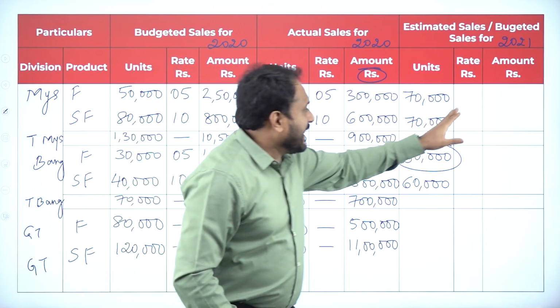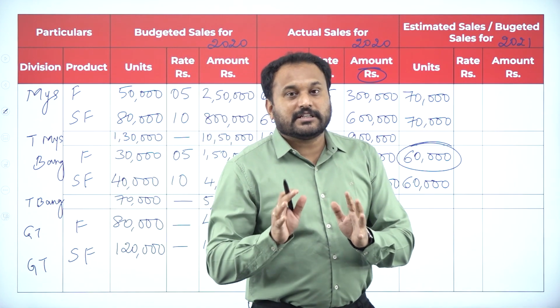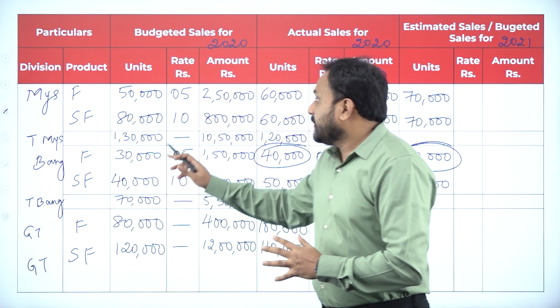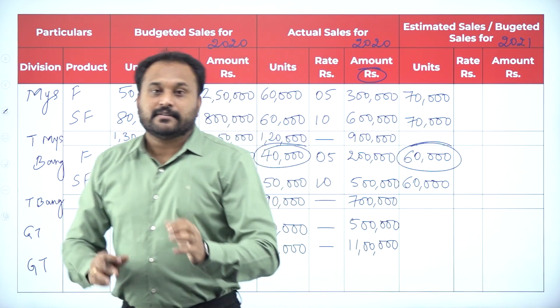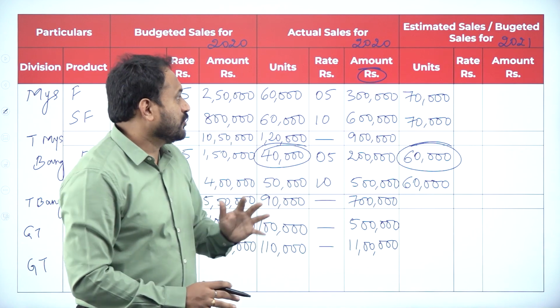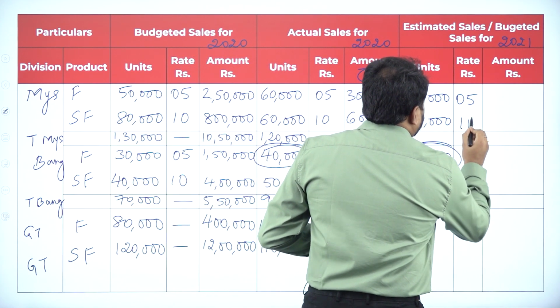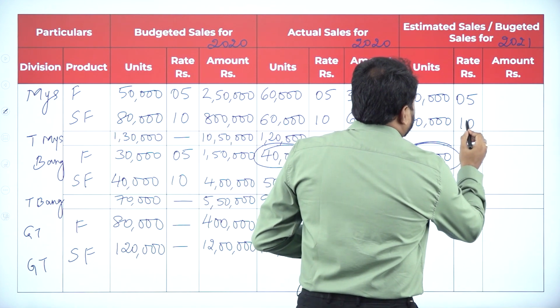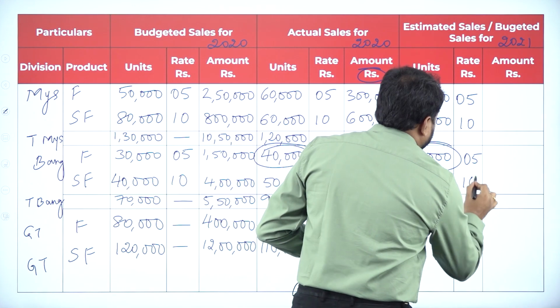Sir, what will be the rate here? Now, when they have not said anything about the rate, they have already given that it is 5 rupees and 10 rupees. Even in 2021, the rate remains the same. So we'll write here, for fine it is 5 rupees, for super fine it is 10 rupees. Here also it is 5 and 10.